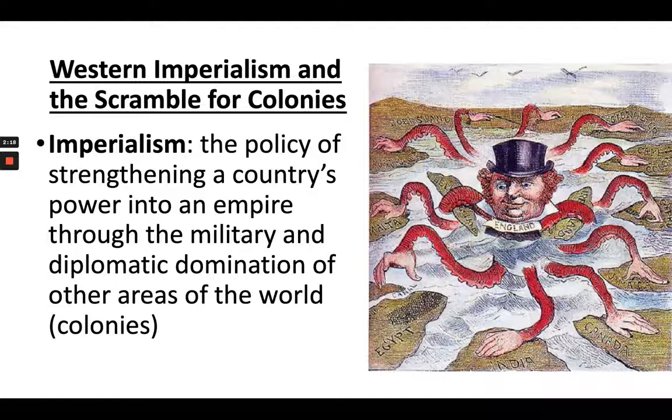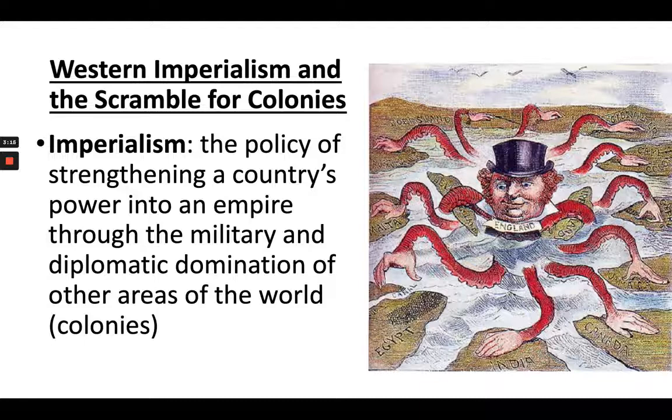So imperialism is the policy of strengthening a country's power into an empire through the military and diplomatic domination of other parts of the world. These regions we consider to be colonies. So 19th century Western imperialism is a direct result of the Industrial Revolution. They have more money, they have superior technology, and we know that Europe has always spent a lot of their technological energy on developing weapons. Remember how we've talked about in the past how Europe spent a lot of the medieval period just fighting each other, whereas other parts of the world, the Middle East, China, India, are being governed by large empires, right? So you don't have as much regional infighting.